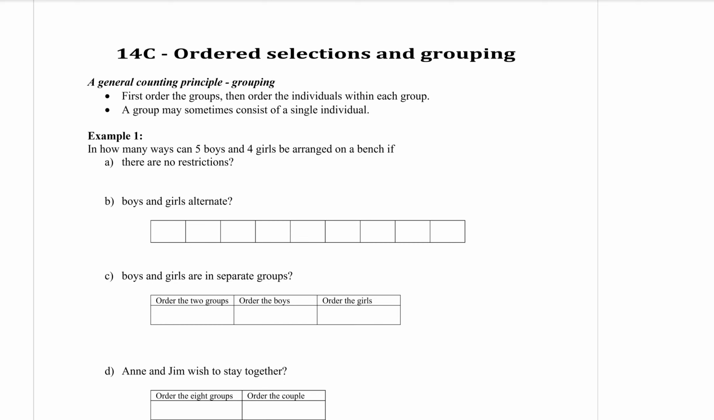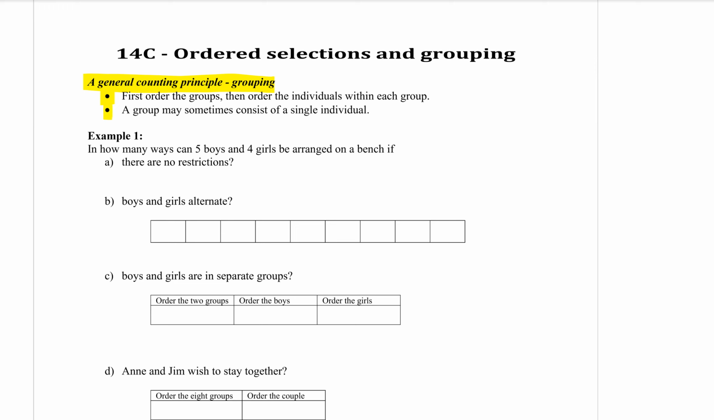So we're starting with a general counting principle for when we have groups. First of all, we mentioned this last lesson. You want to order the groups that you have, because if there are people that want to be in pairs, they make a group of their own. So first of all, work out how many groups you have and put them in order. And then you need to order the individuals within each group. A group can sometimes just be one person, or it could be multiple people.